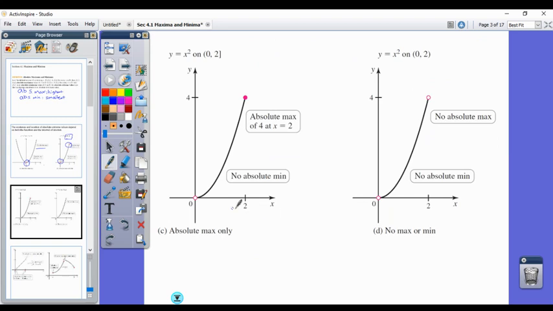Okay, so here, notice we don't have an absolute min, and we don't have an absolute min because there's a hole here. And our absolute max is still going to be 4. And then here, notice we don't have an absolute max or min because there is a hole at both x equals 0 and x equals 2.